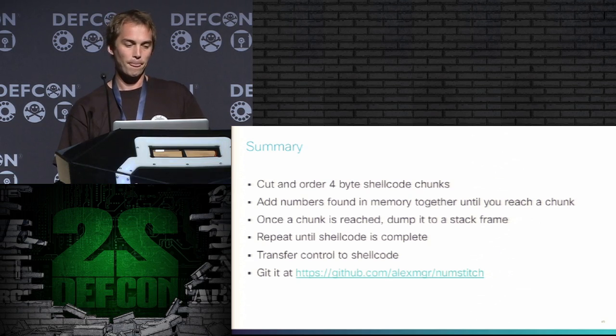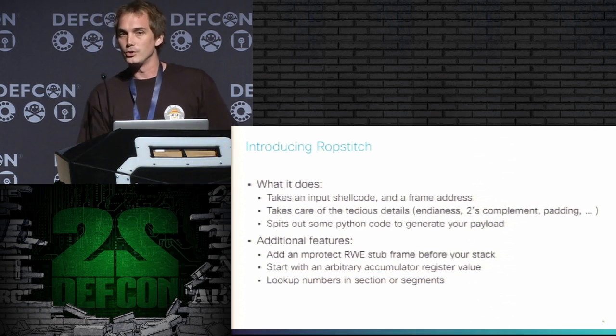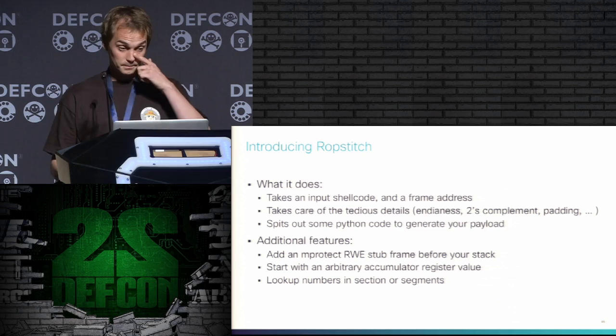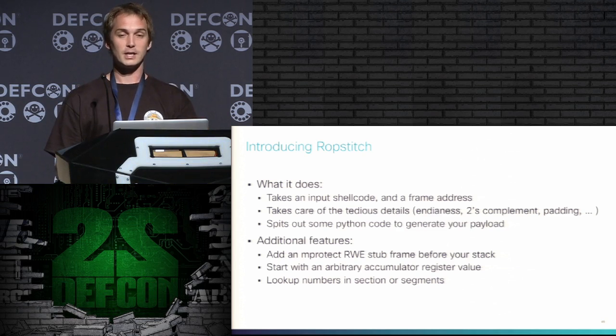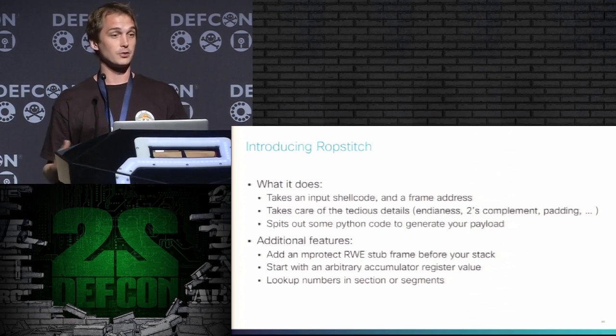I wrote a tool which also automates all this process, where you just give it a shellcode and it will spit out some Python code to generate your exploit payload. What it does is you give it an input shellcode, so anything you want, and you give it a frame address, so where you want to copy your data to, right, which will generally be the data section.